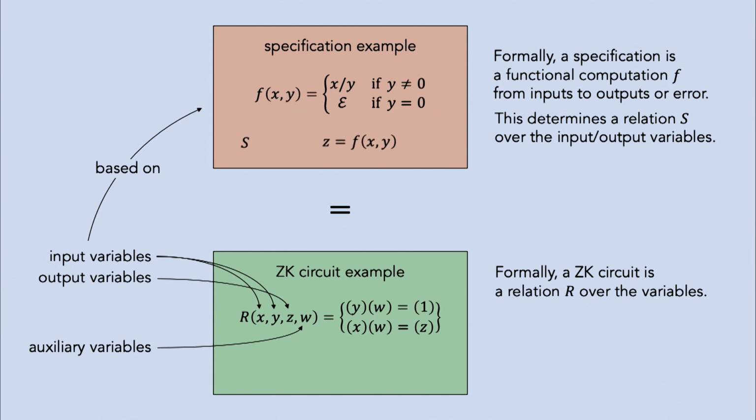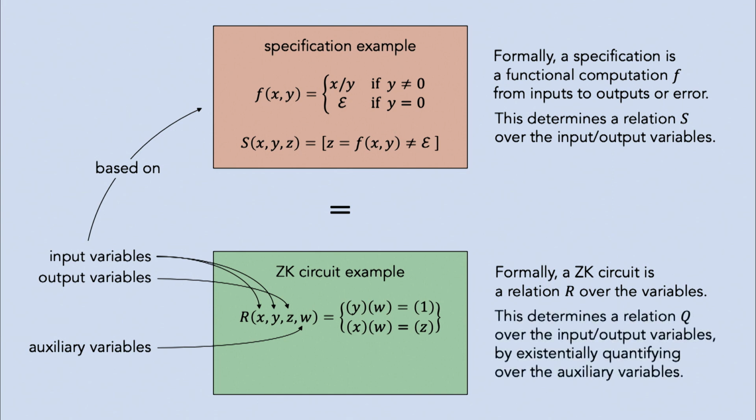So we can define that S holds on inputs and outputs if and only if the output is the result of applying the computation F on the inputs and it's not an error. Okay, getting closer. Now we have two relations, but they don't have the same shape. The second one has 4 arguments. There's a w. But the auxiliary variables' purpose is to supply some value for which the constraints are satisfied. So we can derive a new relation, let's call it Q, from R, which is obtained by existentially quantifying over the auxiliary variables.